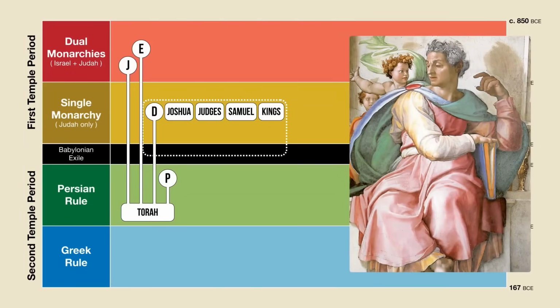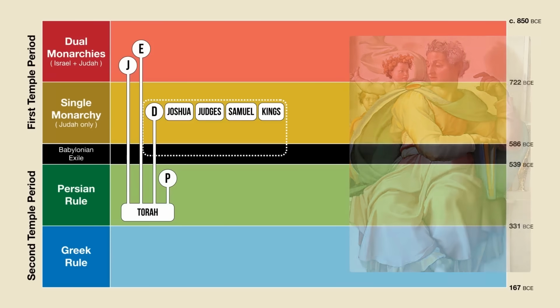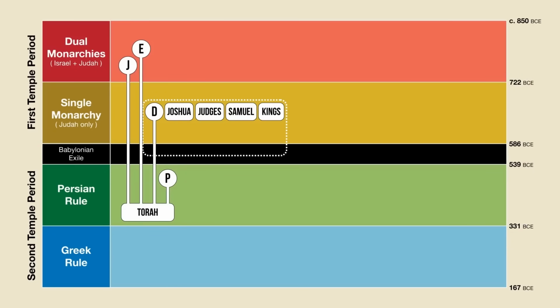What almost every scholar agrees upon, though, is that the book of Isaiah can be divided into at least 2 parts. The first part, chapters 1 through 39, was likely written by the original Isaiah, often called First Isaiah, who lived near the end of the dual monarchies period.